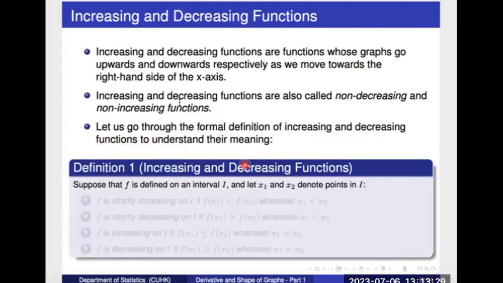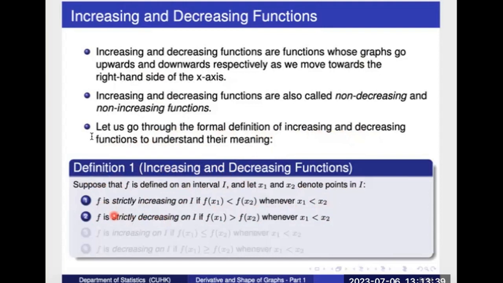Please direct your attention to the definition displayed on the screen. Suppose we have a function, denoted as f, defined on an interval I. Now, let's consider 2 points in this interval, x sub 1 and x sub 2. Here's the crux. F is strictly increasing on I if, whenever x sub 1 is less than x sub 2, f of x sub 1 is indeed less than f of x sub 2.